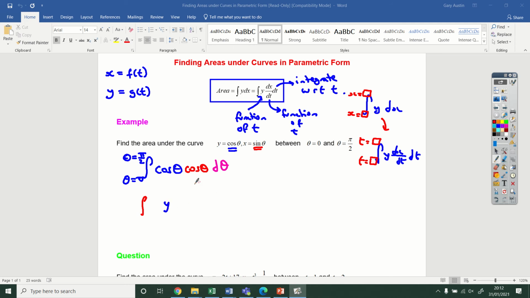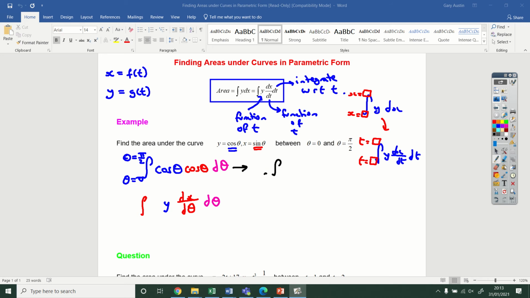Cos theta is the dx by dt. Sorry, in this case it's going to be dx by d theta, because that's the variable we're using. And then d theta is just the same d theta there. Okay, so those are the parts that I've used there. Right, let's sort out what this integral is going to be then.